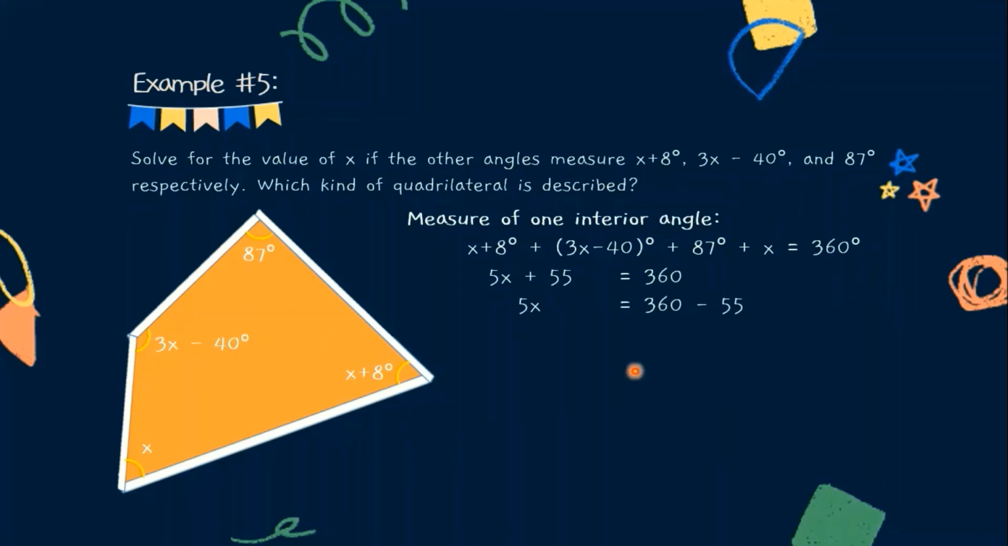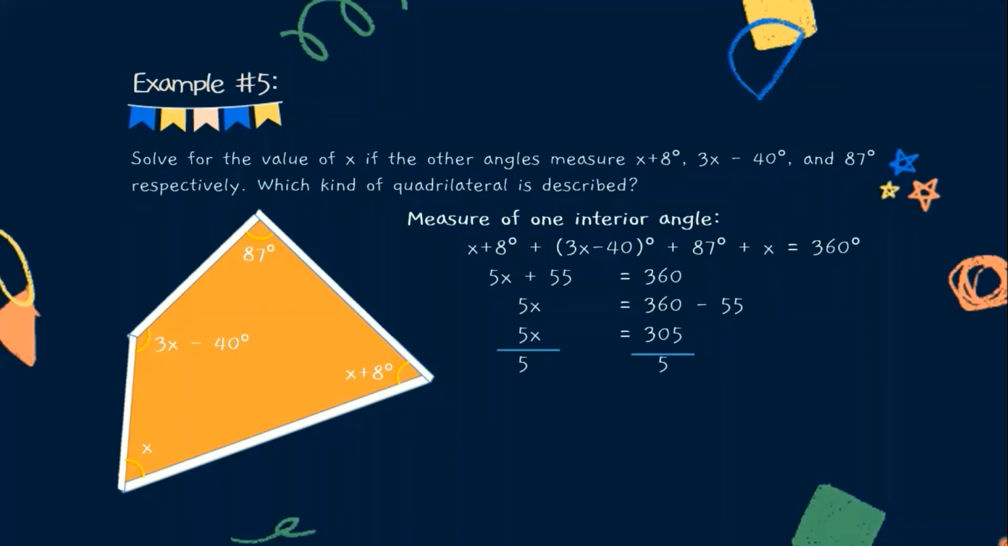Transpose natin yung 55 sa right side. Bring down 5x. 360 degrees, bring down lang natin. Naging minus 55 na ito instead of plus 55 kasi pag nagtatranspose tayo, mababaliktad yung sign. So from positive, naging negative. From plus sign, naging minus sign. Perform the operation. 5x, drop down lang natin. 360 minus 55 is equal to 305.